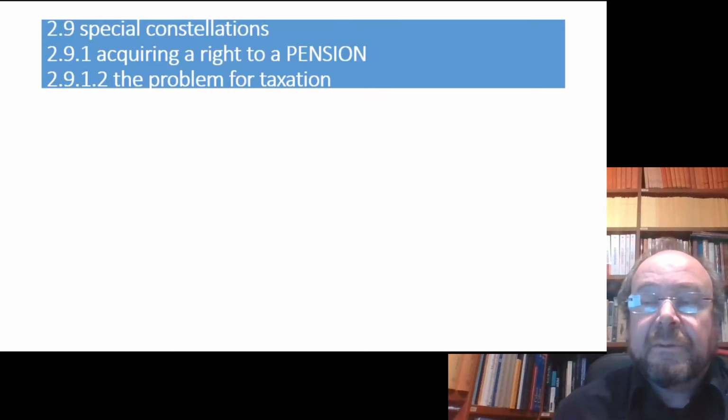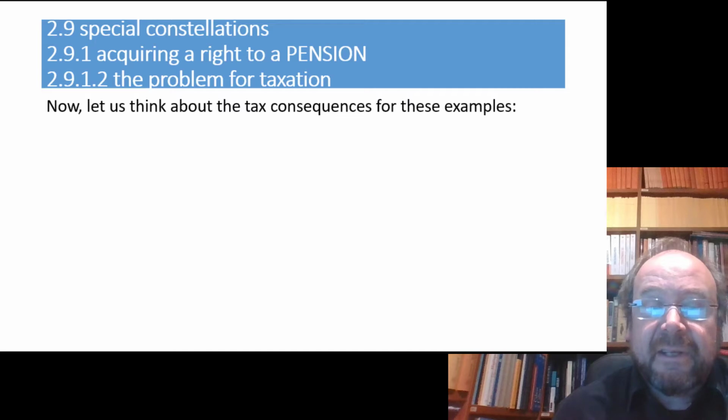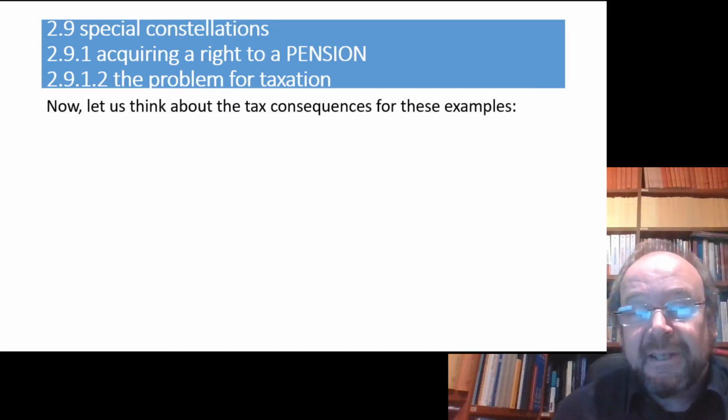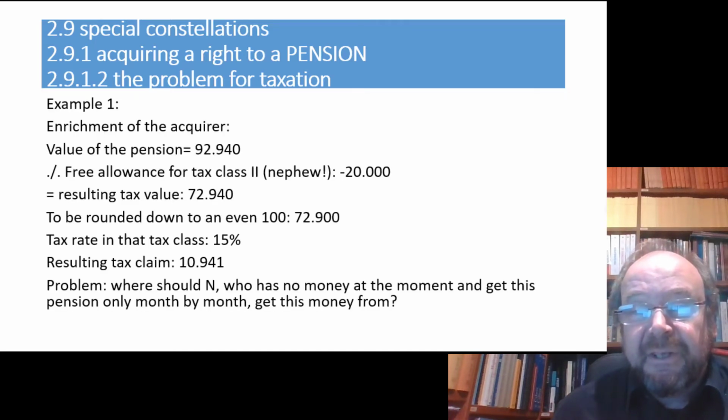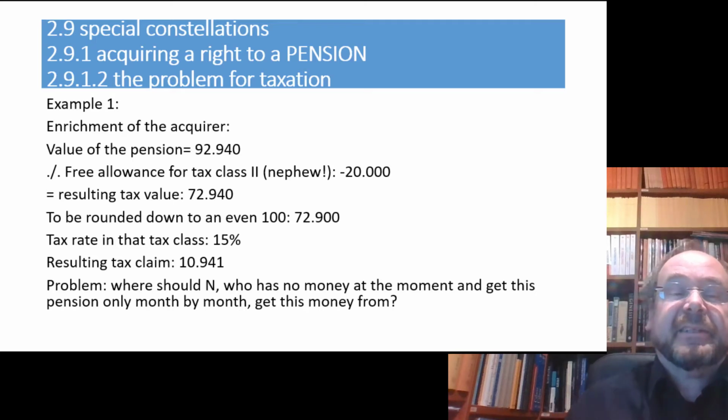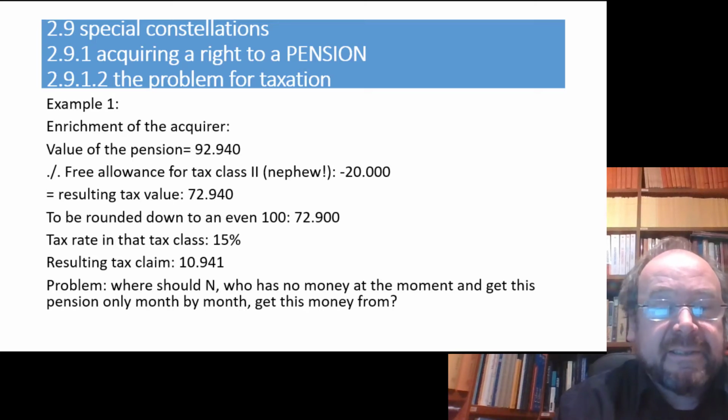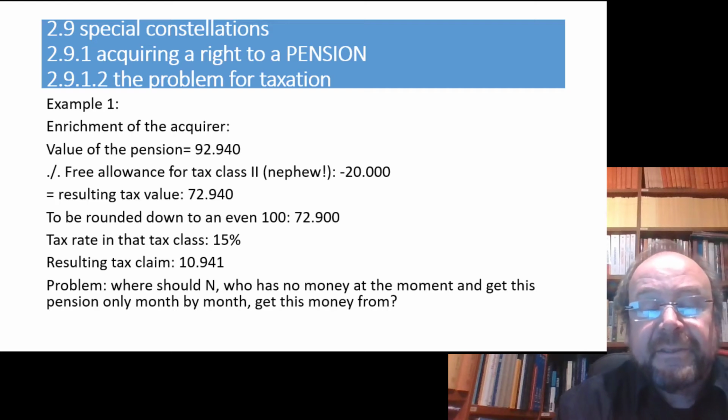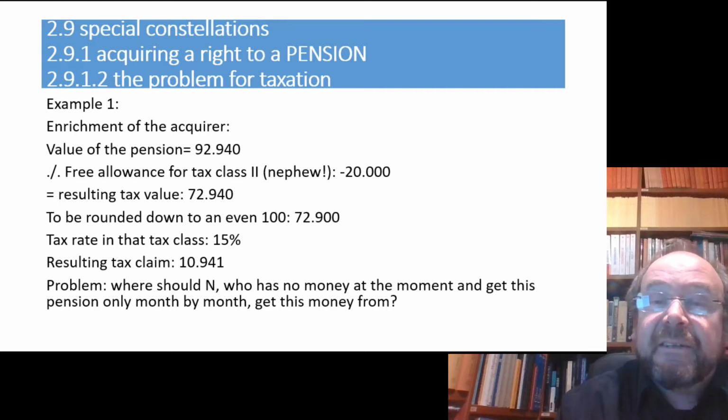Well, let's go on. Let us now think about the tax consequences for these examples. The enrichment of the acquirer in example 1, the value of the pension, is 92,940. Now the nephew is tax class 2. There is a free allowance of 20,000 which is deducted. Remaining taxable amount 72,940. You have to round down to 72,900. The tax rate in that class is 15%, so the resulting tax claim is 10,941.